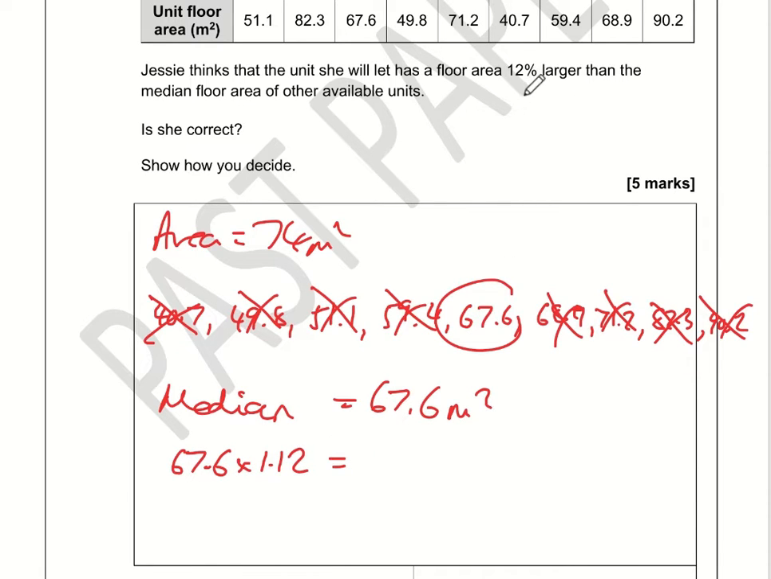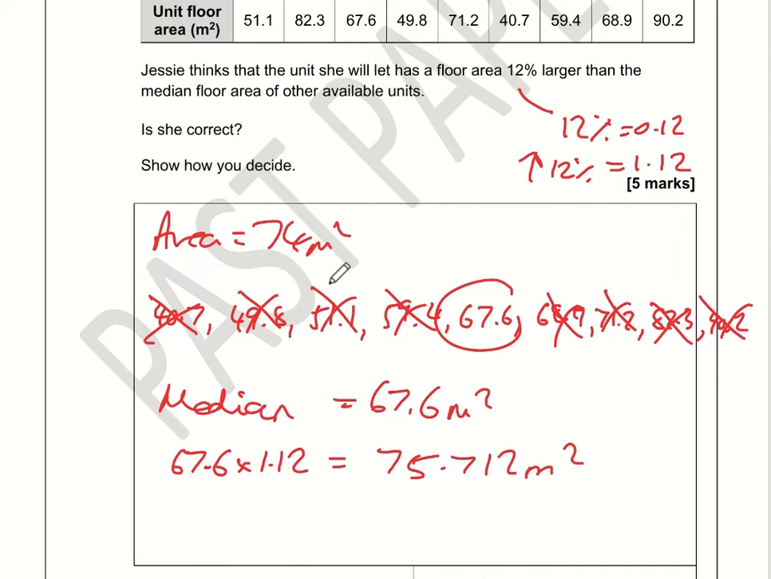Now the basic multiplier for 12% is 0.12. It's the decimal version of 12%. It's this number here divided by 100. But when you want to increase by 12%, we add 1 to that multiplier, so it's 1.12. That's where this comes from. 67.6 times by 1.12 is 75.712 square meters. So Jesse is wrong because 74 is less than 75.712.